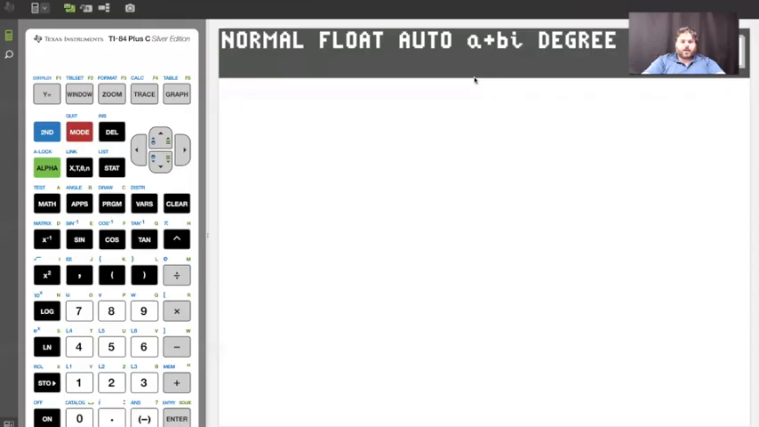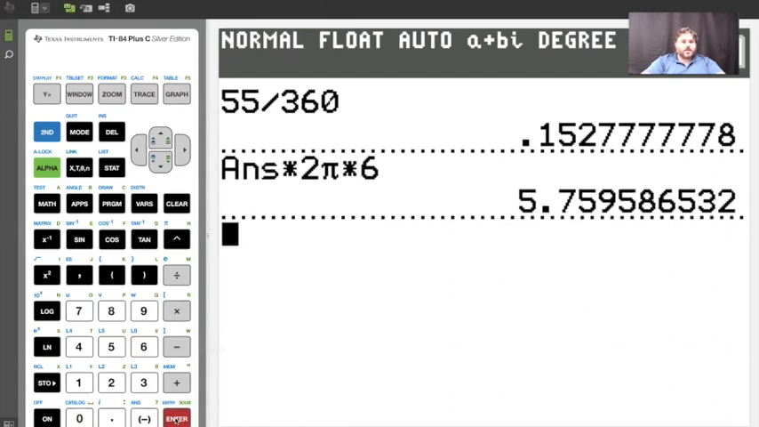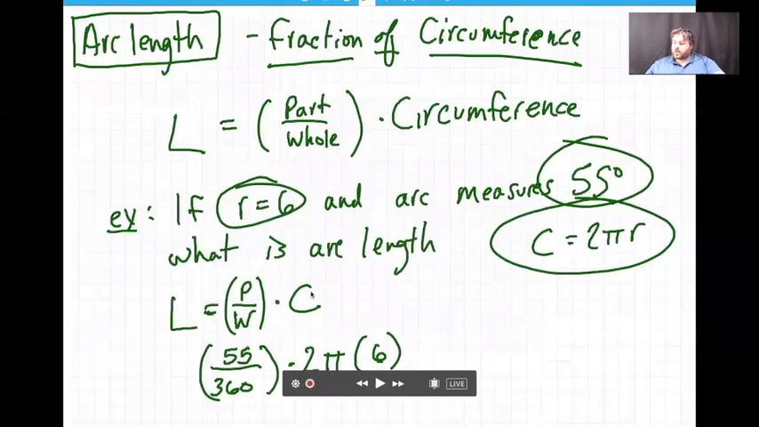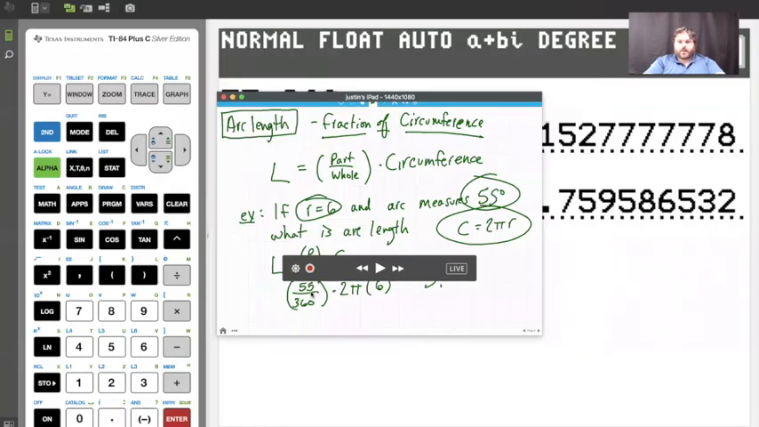I'm going to get out my calculator for this, and I'm going to say 55 out of 360. Okay, that gives me the fraction. So that's the decimal representation. Times 2 times pi times r, and the radius was 6. Now this gives me a decimal, 5.759. Okay, so I could definitely use that. What was it again? 5.759.